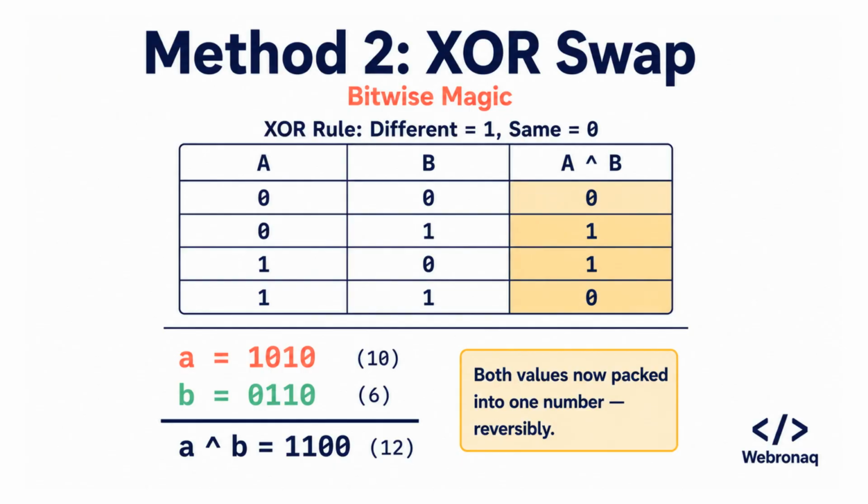Look at the truth table on screen. 0 XOR 0 is 0. 0 XOR 1 is 1. 1 XOR 0 is 1. And 1 XOR 1 is 0. Just 4 cases to remember. Now here's where it gets interesting.